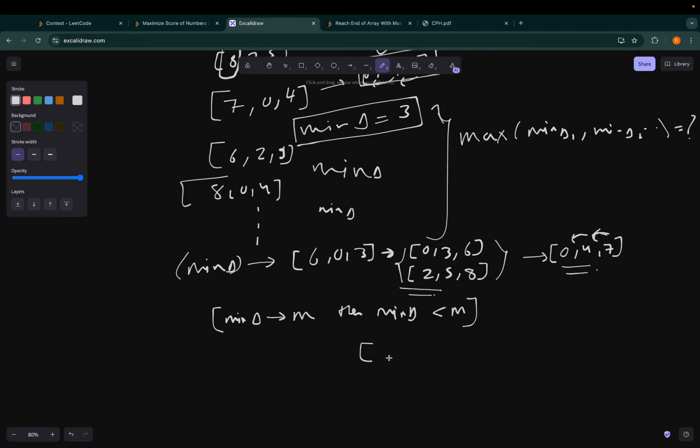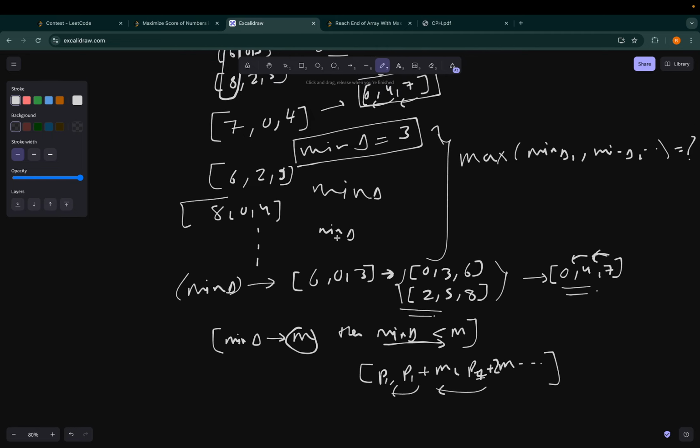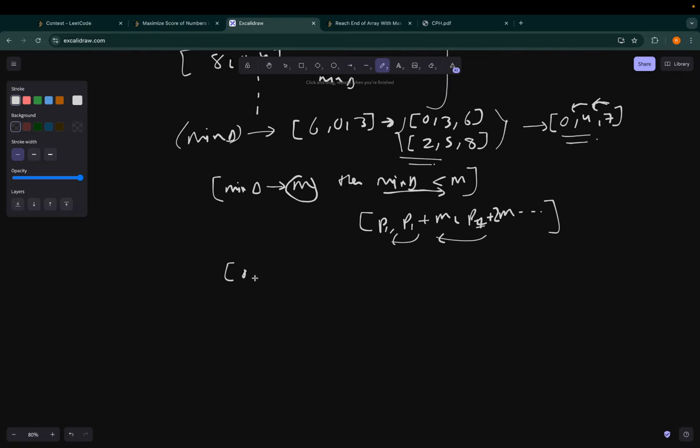If there's some combination of numbers, let's say p1, p1 plus m, p1 plus 2m, so on, where the differences are m. Now I can always adjust my numbers such that if I'm already getting a minimum difference of m, then getting a minimum difference of less than m is always possible, right? For example, let me give you a solid example. 0, 3, 6, the same example we are taking, 2, 5, 8.